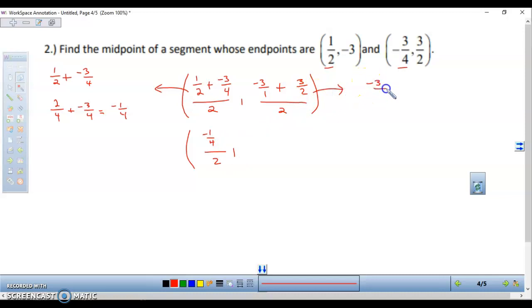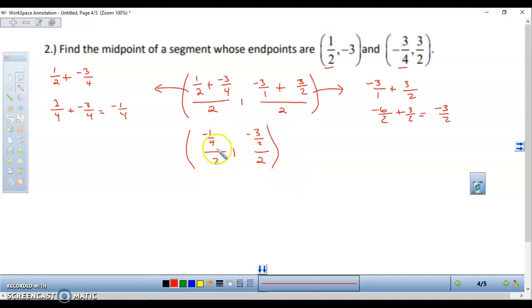This is negative 3 over 1 plus 3/2. I'm going to get a common denominator, which I'm going to multiply the top and the bottom of this guy by 2, giving me negative 6/2 plus 3/2, which is equal to... negative 6 plus 3 is negative 3/2. So this is negative 3/2 divided by 2.